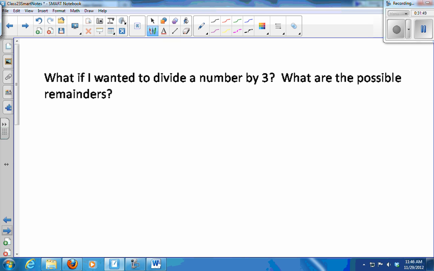What if I want to divide a number by 3? What are the possible remainders? 0, 1, and 2. Why not 3? Because remainder of 3 is the same as remainder of 0. Because if you get a remainder of 3, that means 3 could have divided in a whole other time. Yep, so my only possible remainders would be 0, 1, and 2.